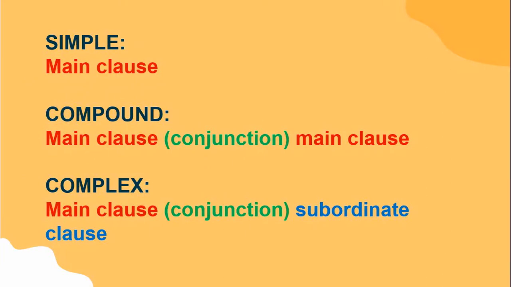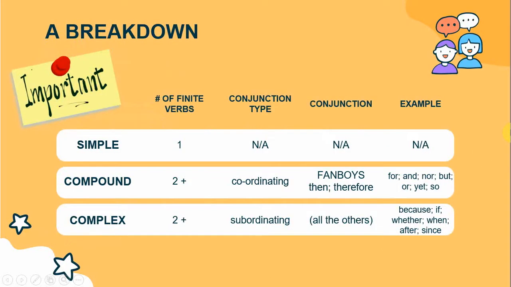Looking at it simply, that is what we are looking at. Just take note, however, that this main clause here in a complex sentence does not necessarily have to come first. We could put conjunction, subordinate clause first and then the main clause. This page is very important.